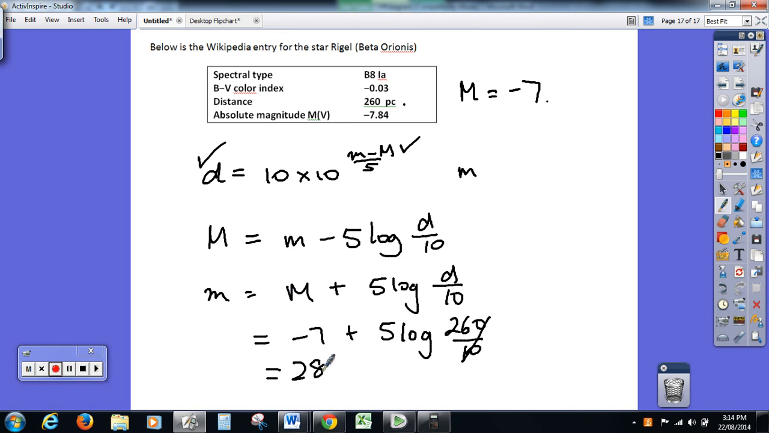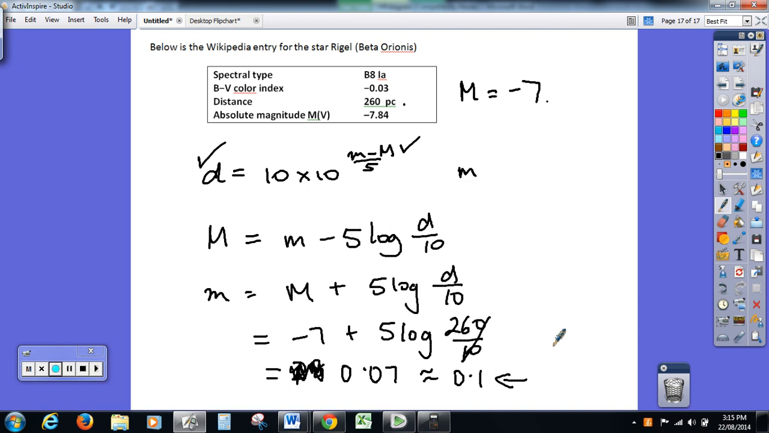I think I made a mistake there. Just let me check my calculator. Yeah, as I thought, I just used the wrong finger. It comes out to be 0.07, which is approximately 0.1 apparent magnitude.